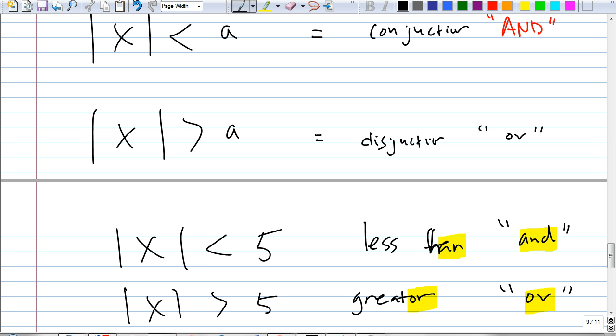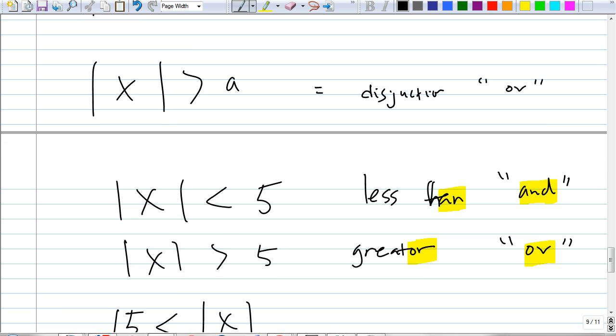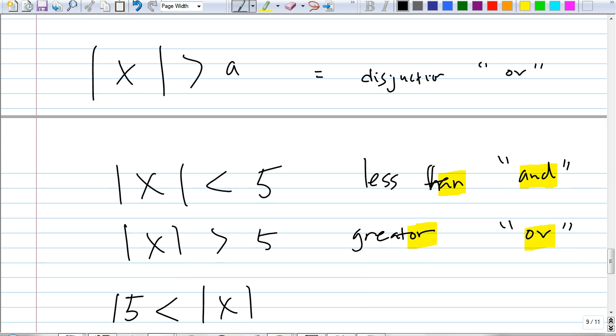Greater for disjunction or, less than for and. Okay, so if you forget, okay. I get it. Does that make sense? It's not A and D, it's still, okay, you get the point. Now, what about this? Let's see if you're paying attention.